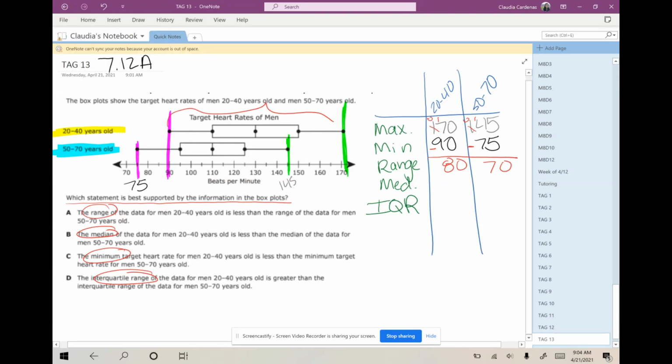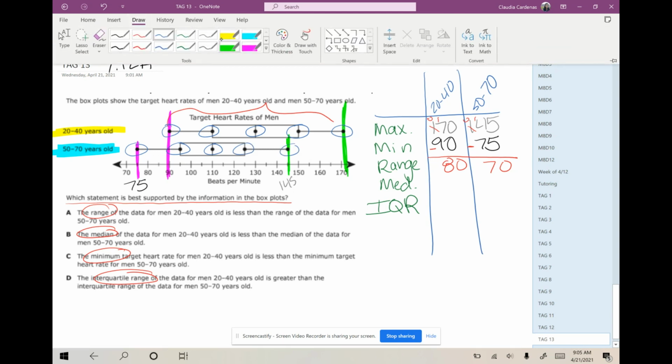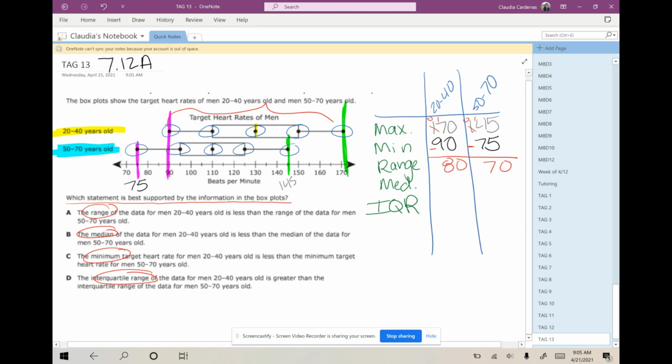Okay, now we can look for the median. And so the median of a box plot is the point that's right in the middle. So if you look at the box plot, we have 1, 2, 3, 4, 5 dots that make it up. Same thing here, 1, 2, 3, 4, 5. So the median is going to be the middle point. So point 3, that's in the middle of the box, which goes right here to 130. And for the second box plot it goes down here to 110.